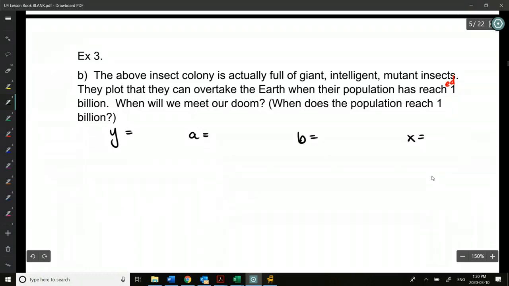Okay, so how many insects did we start with in part A? What was our initial population? Okay, we started with 50. It's still the same. What's happening to the population? What's the growth factor? It was doubling, right? And I don't know when the population will reach 1 billion, so I'm not sure exactly what the total time will be, but I do know how long it takes to double. How long does it take to double? 3 days. It took 3 days, yes.